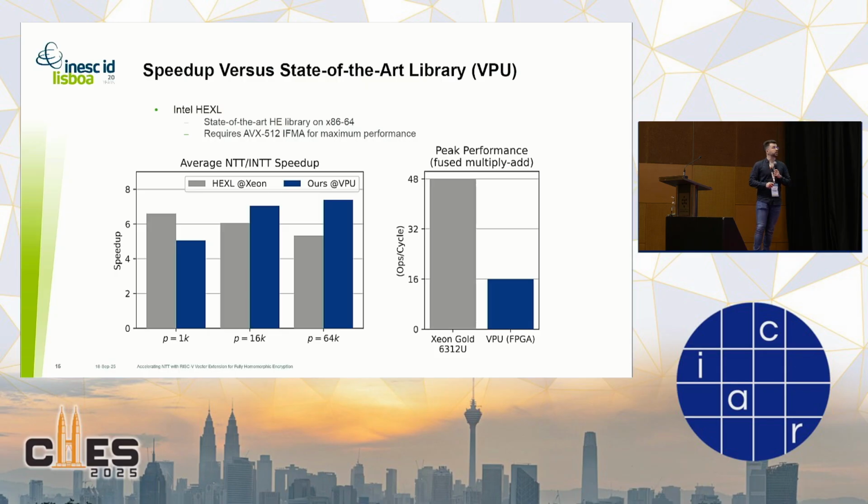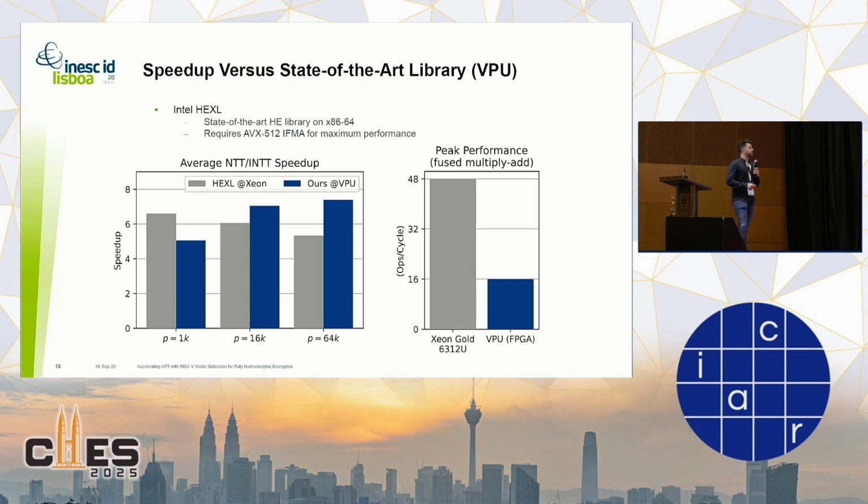And here in this plot, we are comparing the peak performance of the 2 architectures. So the VPU, this is considering fused multiply-add instructions. The VPU can only do about a third of what the Xeon can do. However, when we compare the speedup of the NTT and INTT, we see that it's at least on par with HEXL, despite the fact that it has much lower performance.